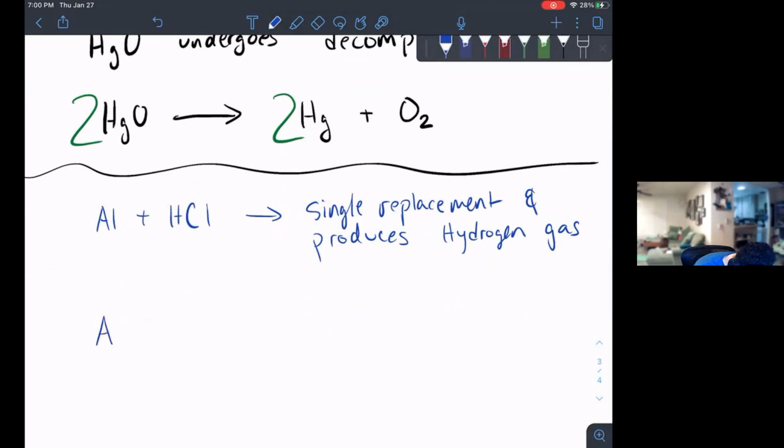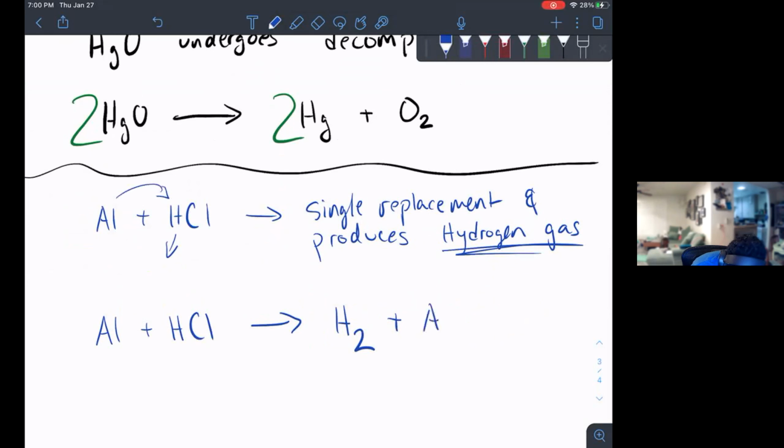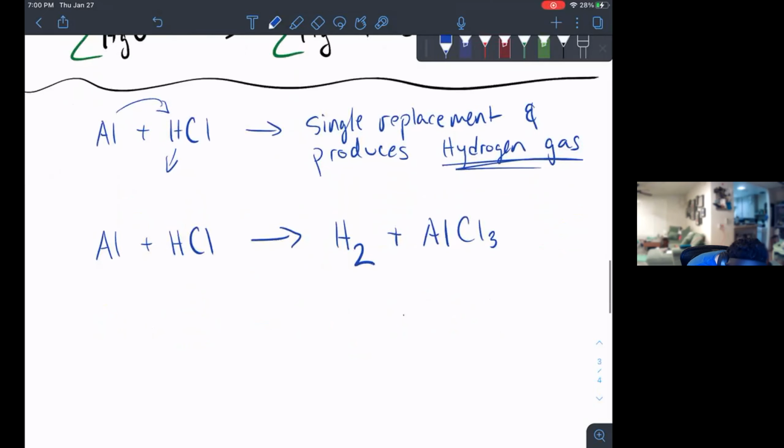So we just write aluminum plus HCl reacts to form? Well, we know we're going to form hydrogen gas, which is just hydrogen. And remember, diatomic 2. So if hydrogen got kicked out of this reaction, that means aluminum came in. And so we have AlCl3. Now, you do have to remember that aluminum has a charge of 3+ as an ion, chlorine as 1-. So you need 3 chlorines to equal 1 aluminum. So that's why it's AlCl3.